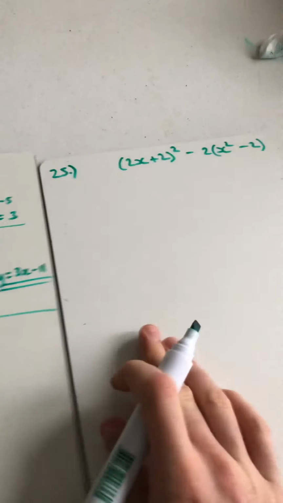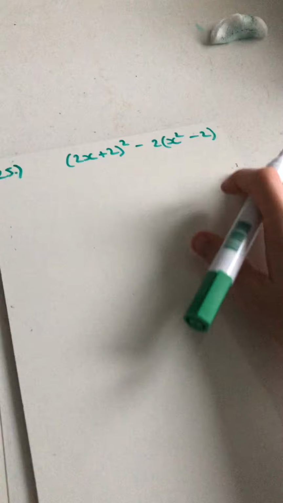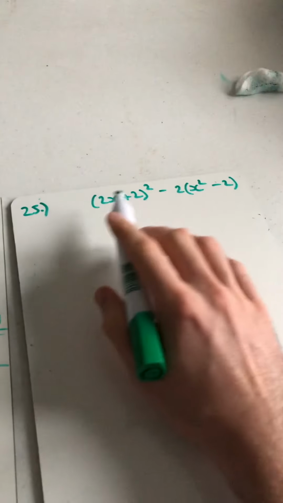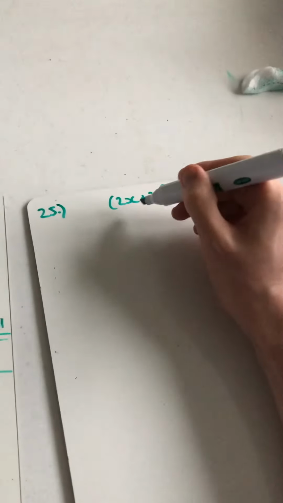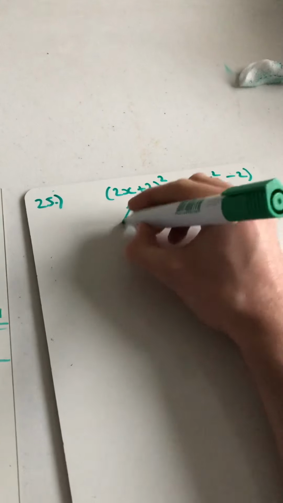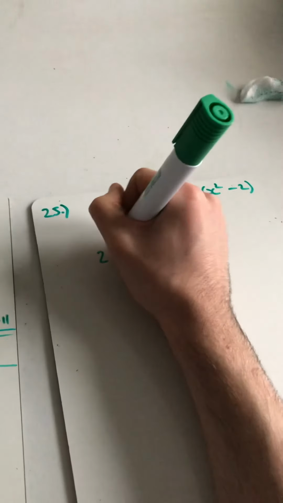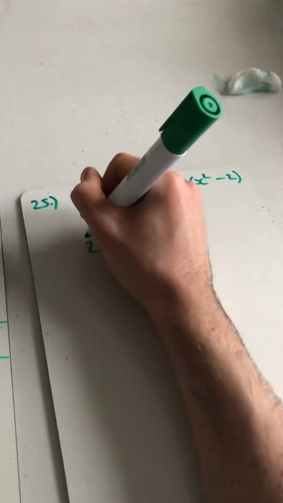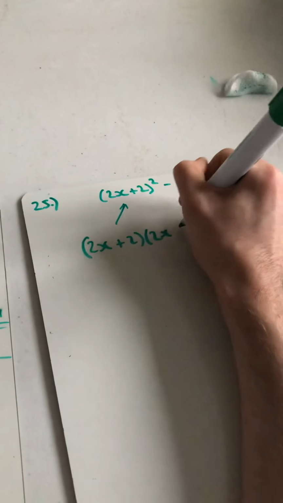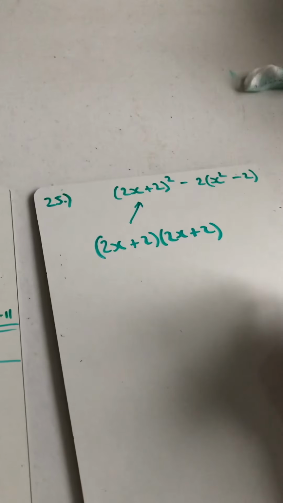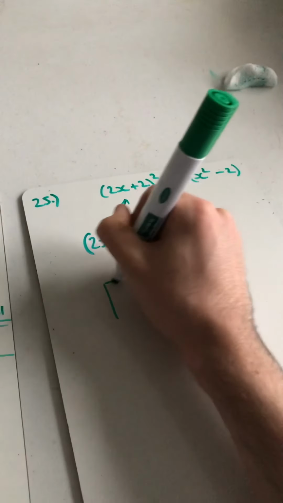Okay, question 25, you lost a mark, so you had to expand and simplify here. Now what you need to recognise is that when it says 2x plus 2 all squared, that means 2x plus 2 multiplied by itself. Now, in order to expand brackets, we use the grid method.